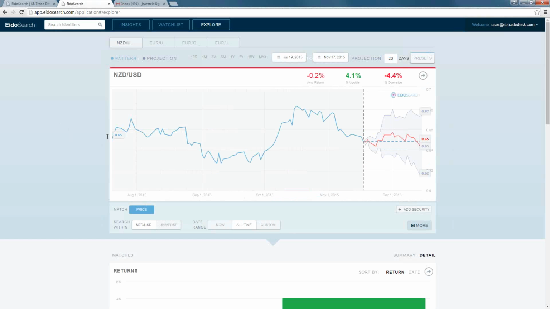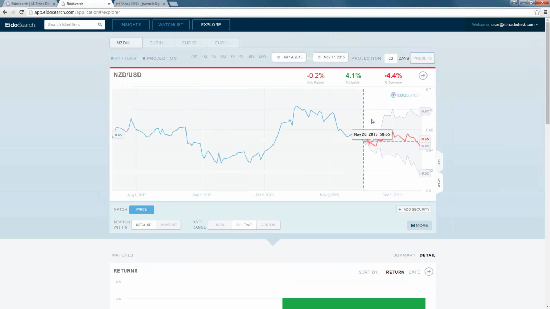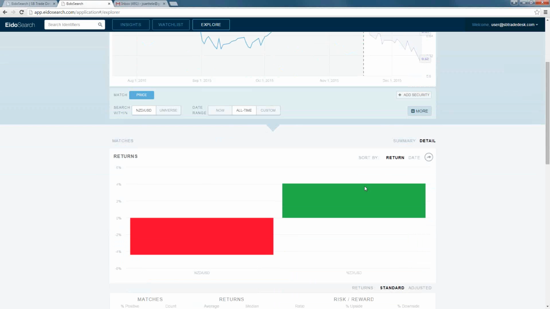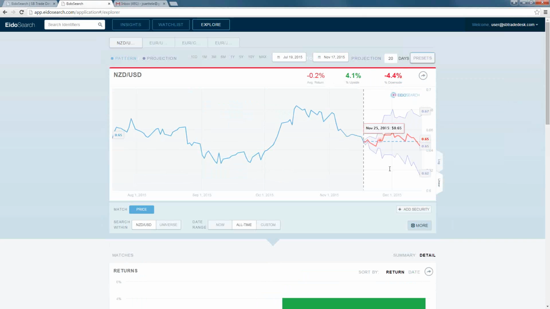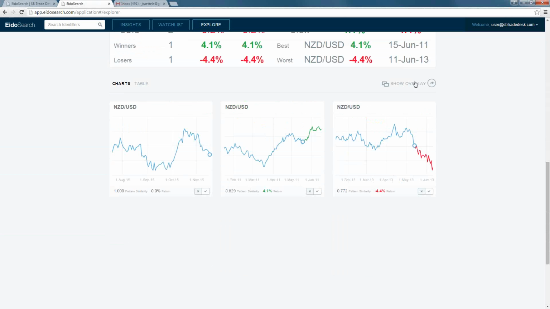All right, so this one actually does have a couple matches. There's only 2 of them, but you can see that it shows 4% upside and 4.4% downside. So by understanding this pattern that I just searched, going back from July 19th to now, so basically the last 4 months of price action, we're looking at the fact that Kiwi dollar actually has a pretty good range over the next month. Okay, 4% moves in either direction. It's a huge move, and let's just see what the matches look like and when they occurred.